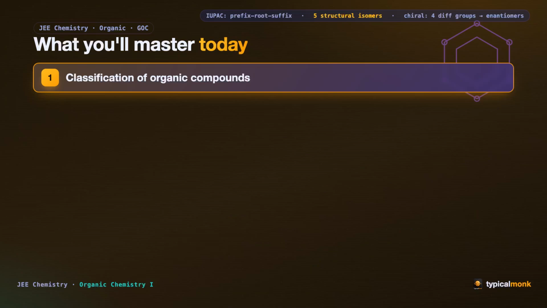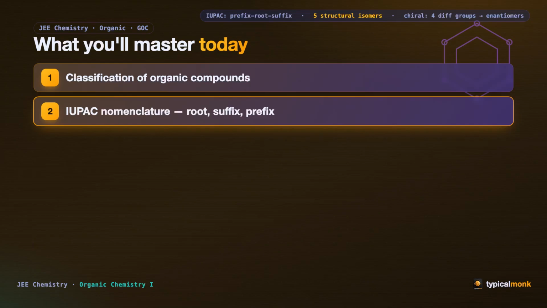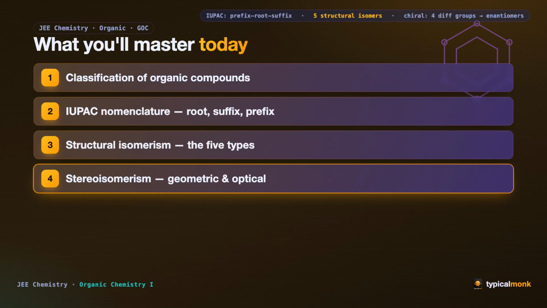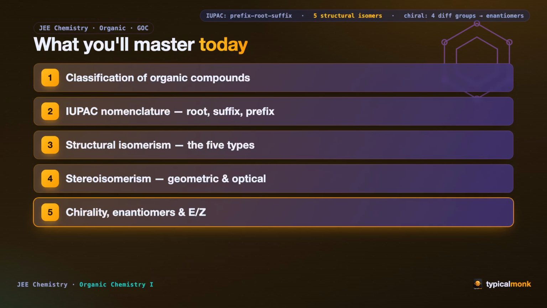Here is what you will master today. First, the classification of organic compounds. Second, IUPAC nomenclature. The root, the suffix, and the prefix. Third, structural isomerism, its 5 types. Fourth, stereoisomerism, geometric and optical. And fifth, chirality, enantiomers, and the E/Z system. One idea at a time.